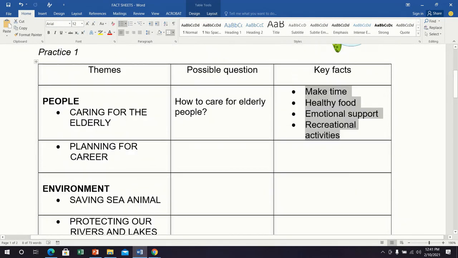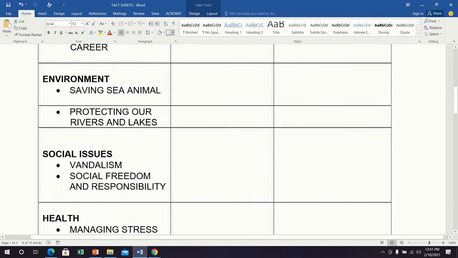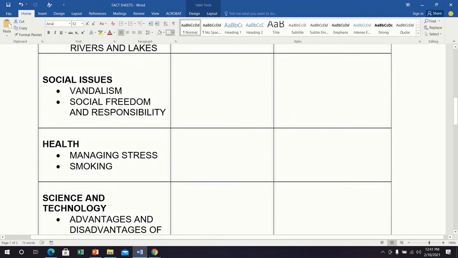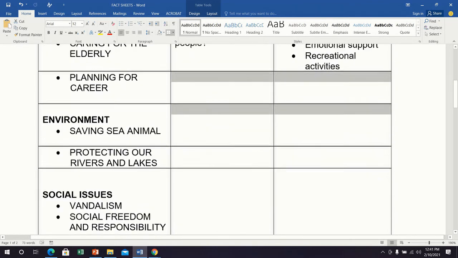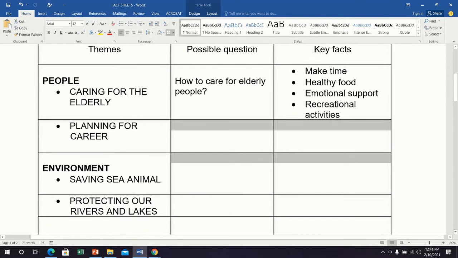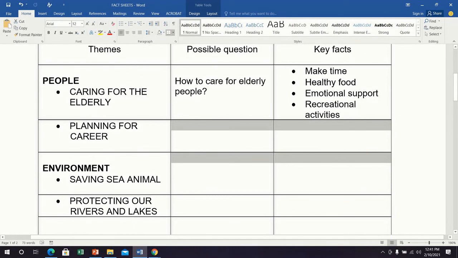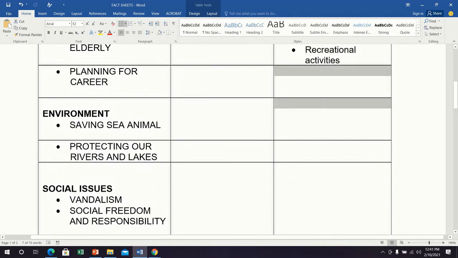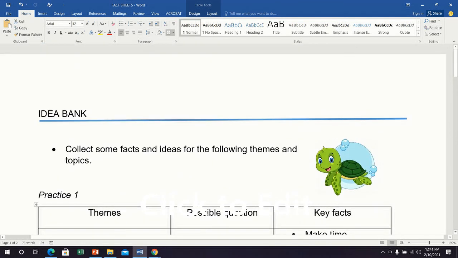Okay, and so I gave you these examples right here, and I don't have all the other information for these different themes. So hopefully your students can complete this by themselves, find some articles on the internet, and then write the key facts on this column. All right, so that is the idea of idea bank.